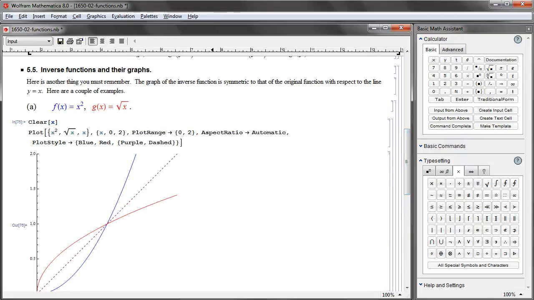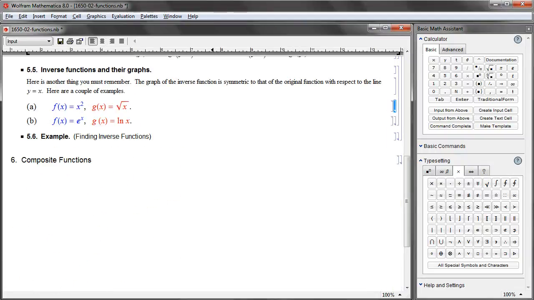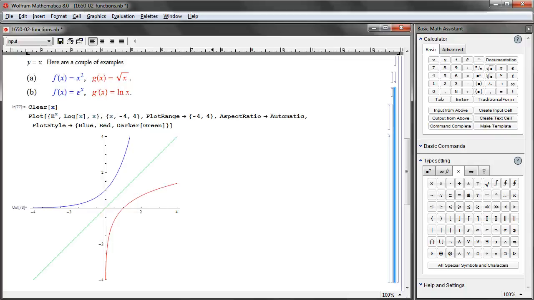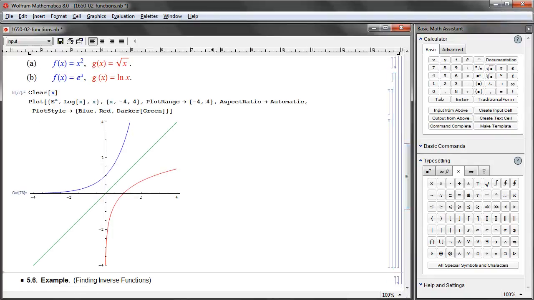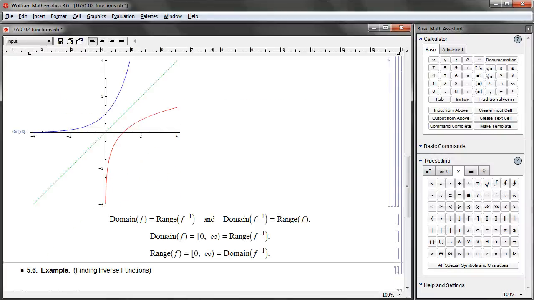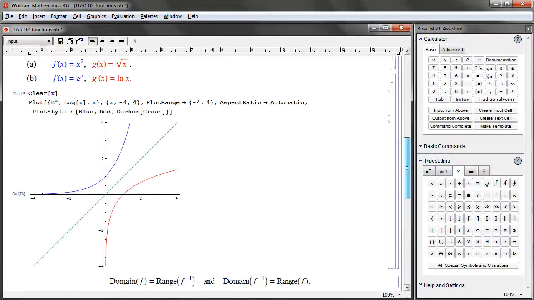Let's see. What if we look at another pair of graphs here? I'm sorry, but this cough is really killing me.